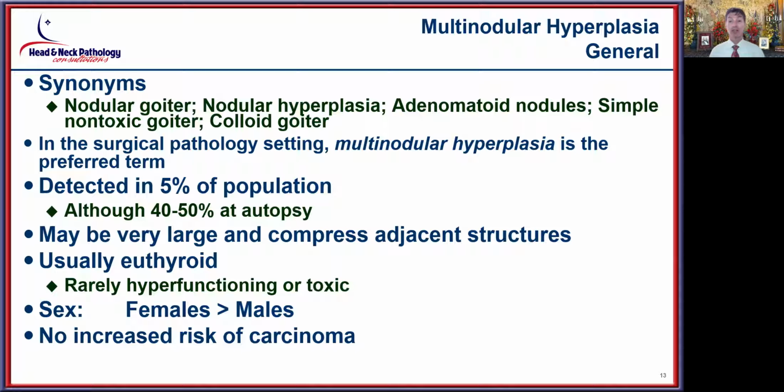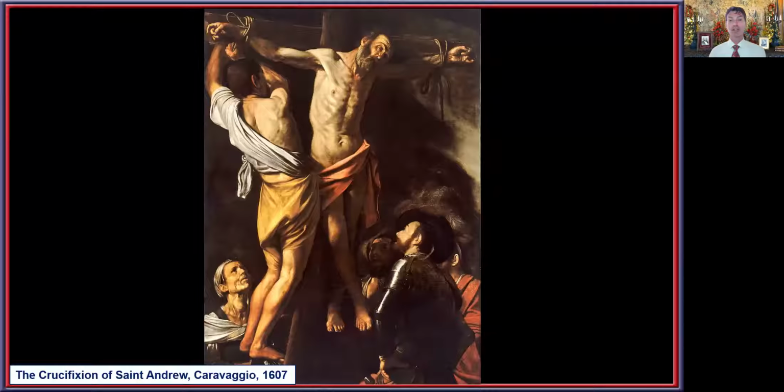So if you think about the multinodular hyperplasia or goiter clinical appearance, multinodular goiter, nodular hyperplasia, adenomatoid nodules, non-toxic goiter, whatever name you would like to use. It really is something that affects about 5% of the population, although when you do autopsy studies, it's up to 50%. They can be compressing the adjacent structures. Usually the patients are euthyroid, and again, more common in females. This by itself does not necessarily equate to an increased incidence of cancer.